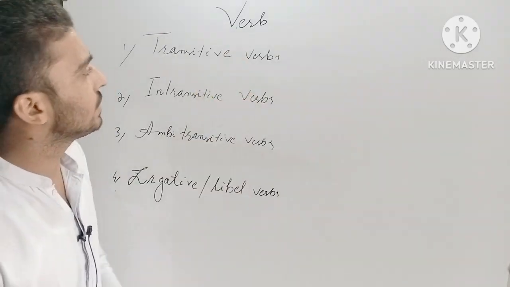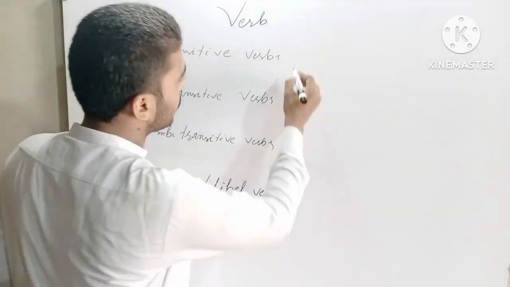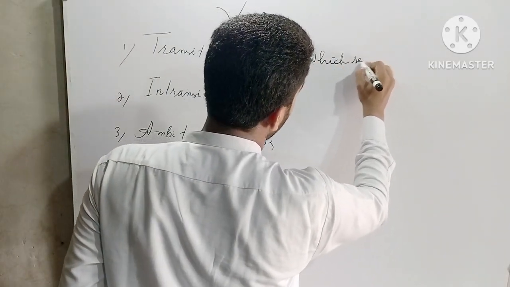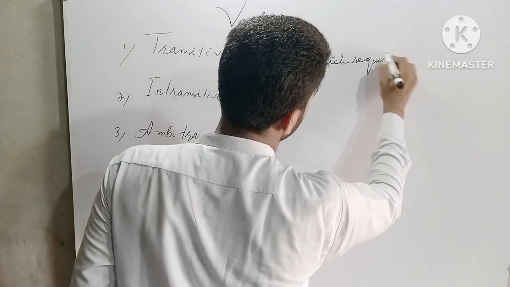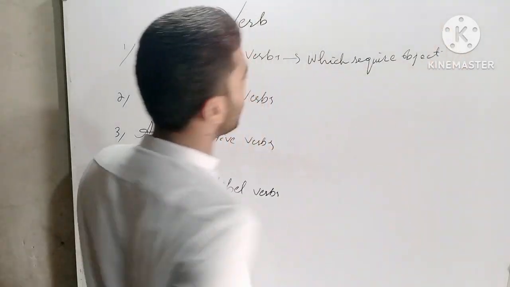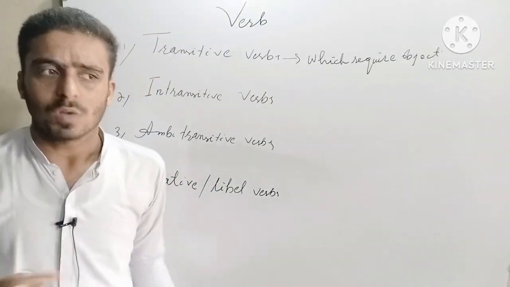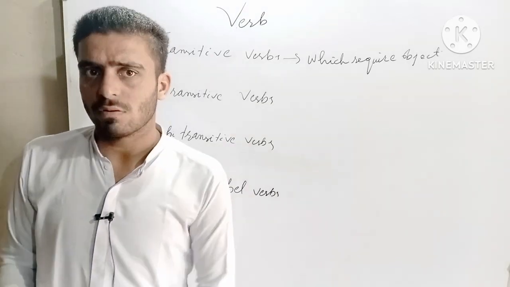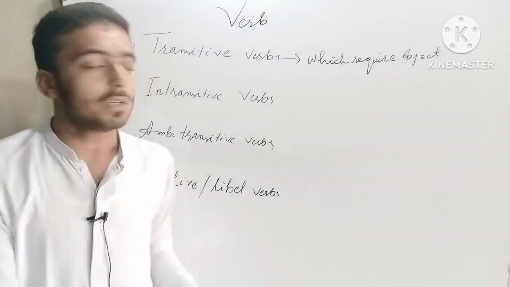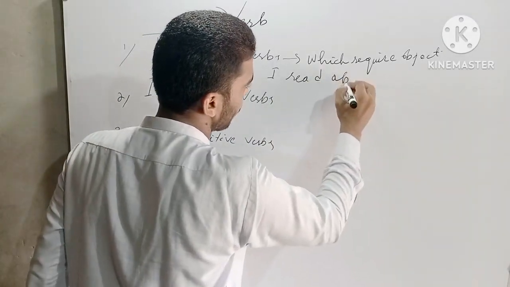So transitive verbs are those verbs which require an object to complete their meaning. Suppose I tell you, I read. It is not giving the meaning. I read what? I read. So if I say I read a book, so I read a book.